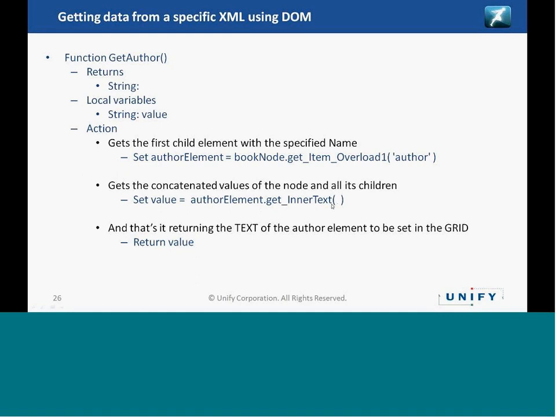You remember that at the beginning, I said that a common error in DOM is to be on the first element of a text and then think that there's a value in it. Actually not. There are other elements inside, to get to the actual text. So this is why we call it concatenated, right? Otherwise, if you would use the method getValue, you would get blank. You would get nothing, all right? And that's it, returning the text of the author element to be set in the grid.